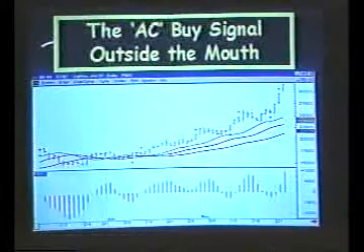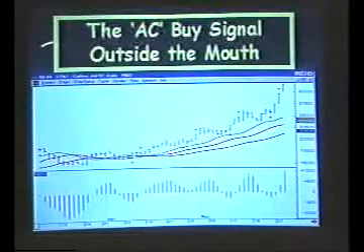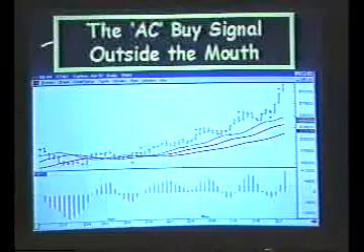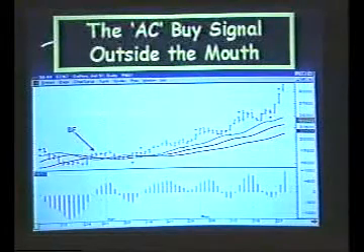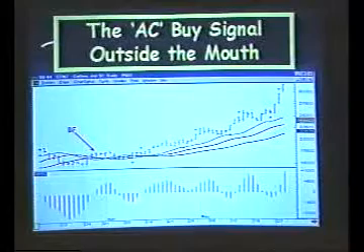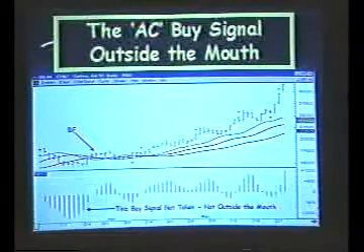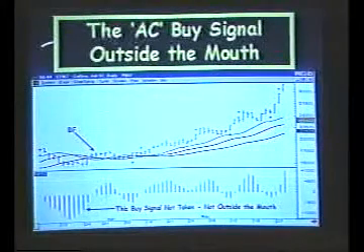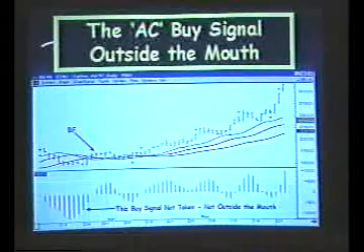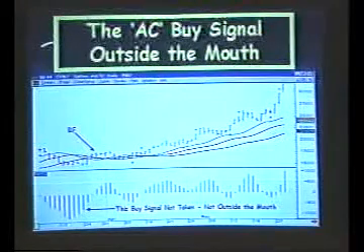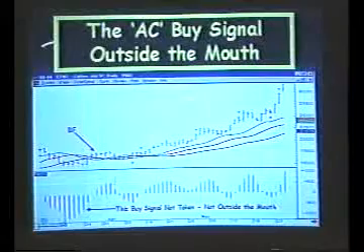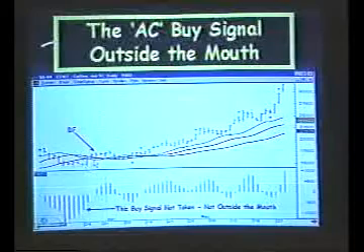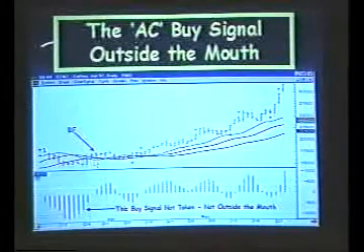Let's look at the accelerator now. The AC is the accelerator. That's the one that tells you how fast the momentum is changing. Once again, we don't do anything until we have that beginning fractal outside of the mouth. And then we look for the momentum buy, or the acceleration buys. This buy signal was not taken because it was not outside the mouth. It was on the wrong side of the mouth because it was underneath the jaw instead of being above it. Had we taken that, we would have been feeding the alligator. So we wait for that first beginning fractal.